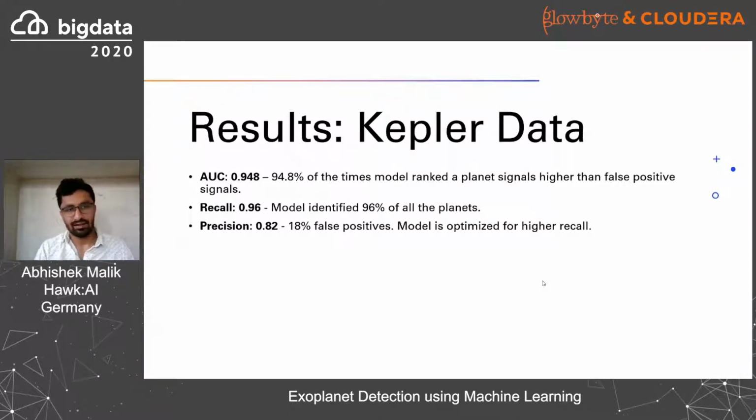We had again a slightly higher recall of 96. That means we identified almost all the planet cases present in them. We found 96% of all the planets. This time the precision is lower, and this is because the model is already optimized for higher recall, as we want to find as many planets as we can.